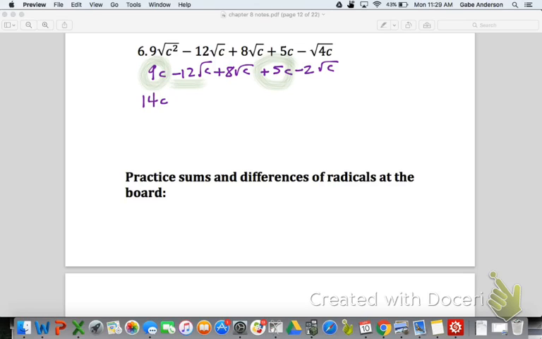Ellie, what in the world would we pair up with negative 12 root c? Negative 2 root c. Or did I say c? I meant to say root c. Negative 12 root c. You said negative 2 root c? Yeah. What about that 8 root c? Is that also like those two? Yes, they have an 8 root c. So when you combine those, what did you get? I got negative 6 root c. That is exactly right. Nicely done.